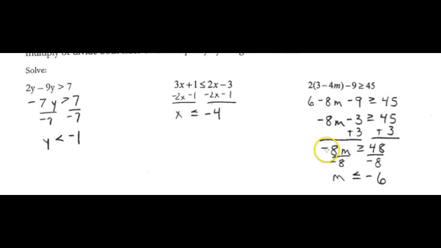We do not want that negative 8 there multiplied times the m, so we can eliminate it by doing the opposite, dividing by negative 8. When you divide by a negative number, you must reverse the direction of the inequality. So our solution becomes m is less than or equal to negative 8.